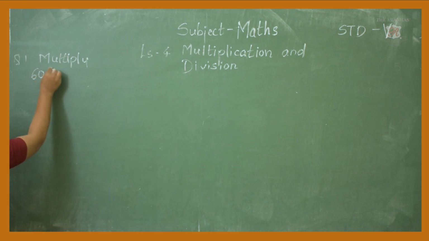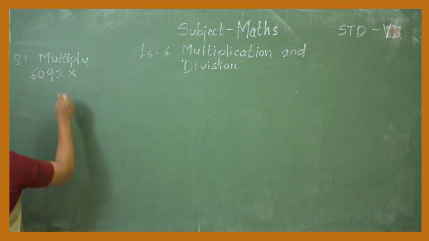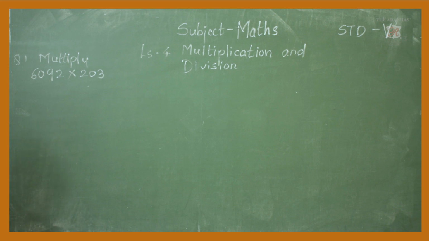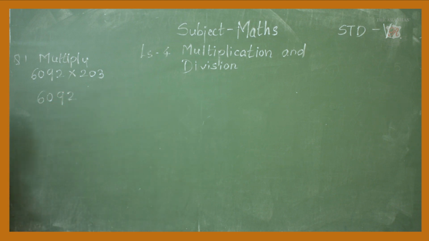6,092 into 203. Okay. Now the digits are big. So here we need a little bit of big space.